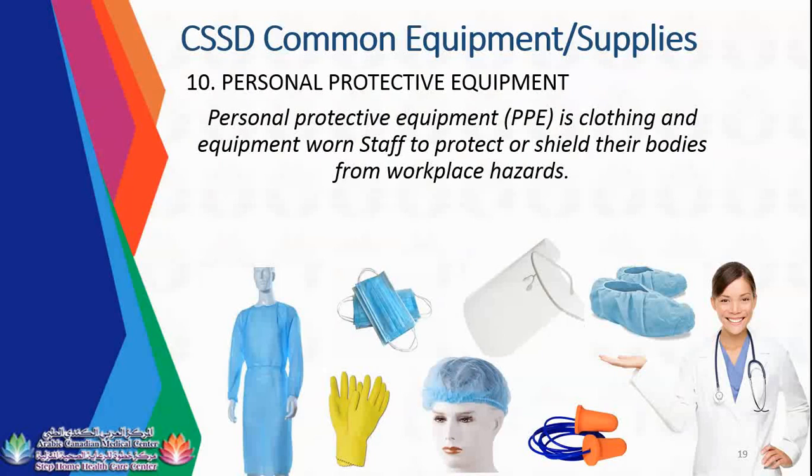So PPE is one of your equipment and supplies. PPE is personal protective equipment, clothing and equipment worn by staff to protect or shield their bodies from workplace hazards. So there are a lot of PPE, as you can see. Gown, utility gloves. Actually, guys, as per the new updates, once you do the manual brushing, you need to wear two gloves. So the utility gloves is outside, and there should be inner gloves, which is nitrile gloves.